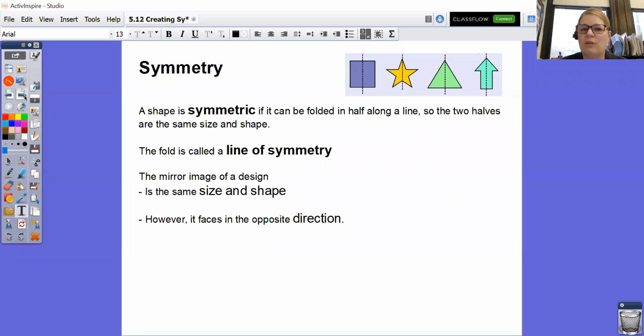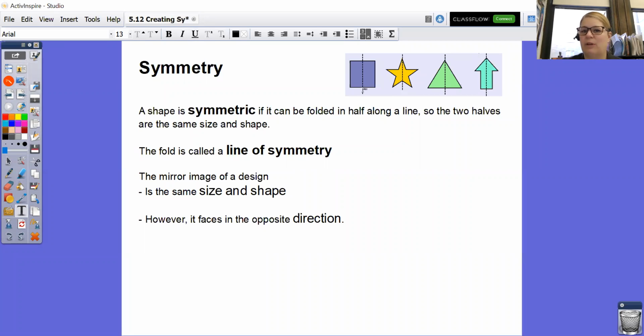Today's lesson focuses on symmetry. Symmetry, I'm sure you've heard that word before, but let's refresh ourselves with some vocabulary. A shape is symmetric. That's an adjective, a describing word. It can be folded in half along a line. So the two halves are the exact same size and shape.